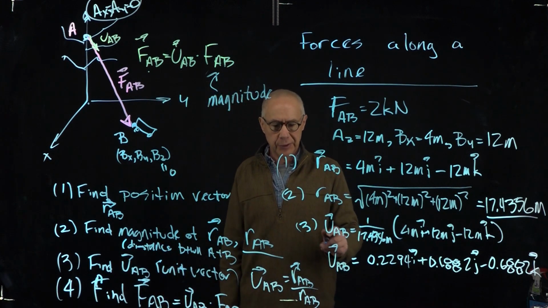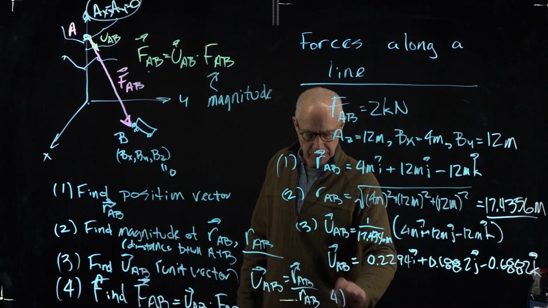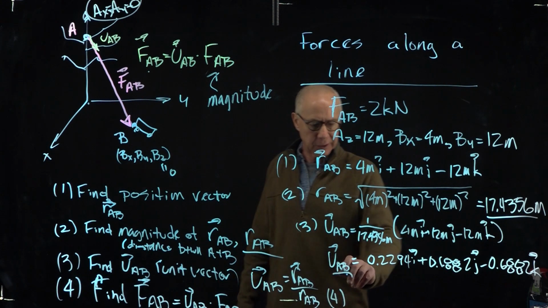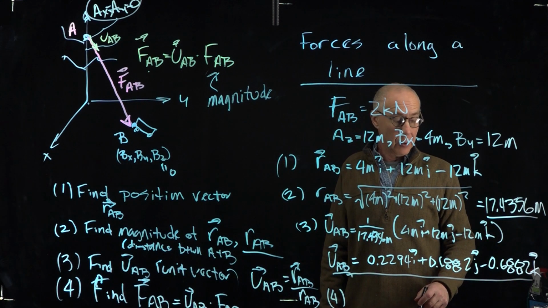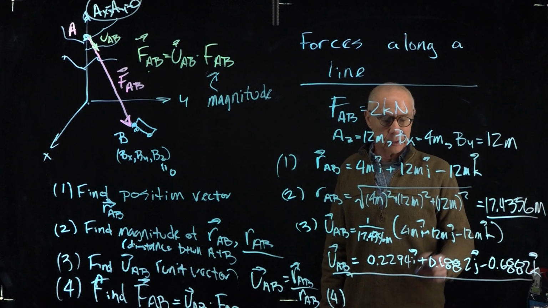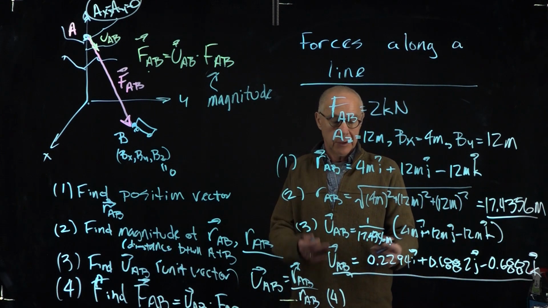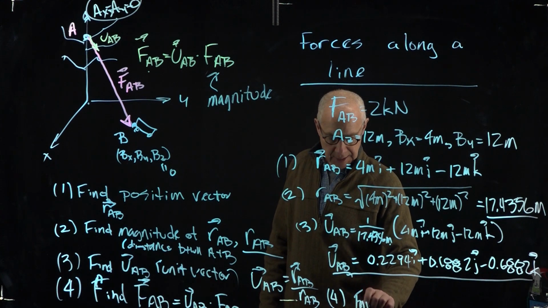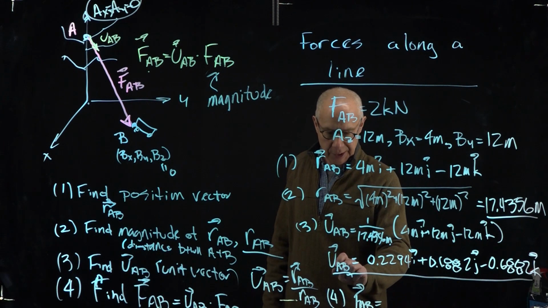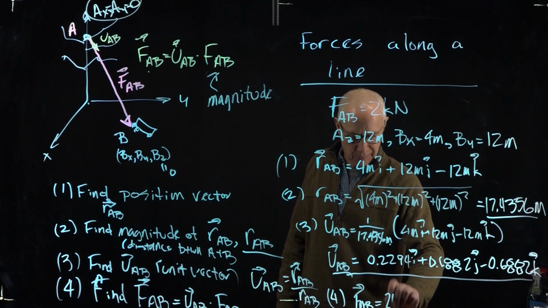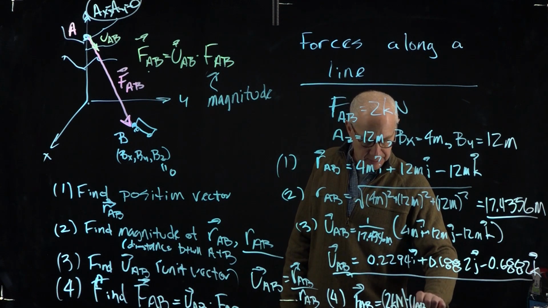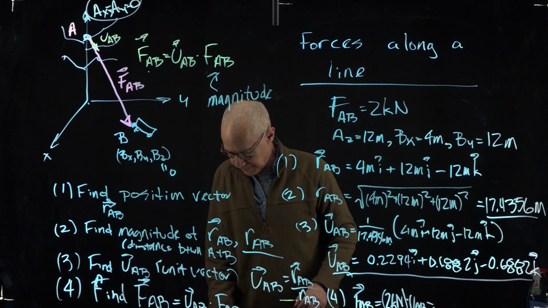And now we're going to come up with the final result, step 4, where we're going to take this UAB and we're going to multiply it by 2 kilonewtons. And notice the unit vector has no units because we've essentially taken meters divided by meters. And so in the final result, which is FAB, I'm running out of space, so I'm not going to write everything here, but I'll just write this 2 kilonewtons times UAB.